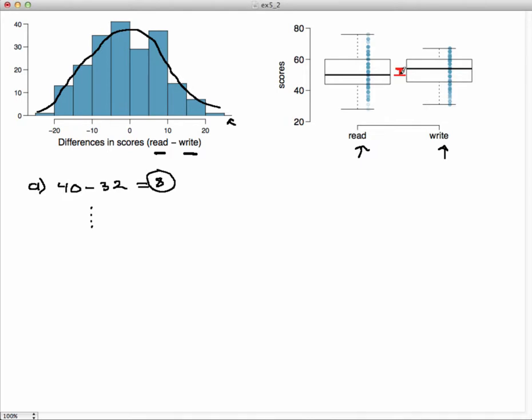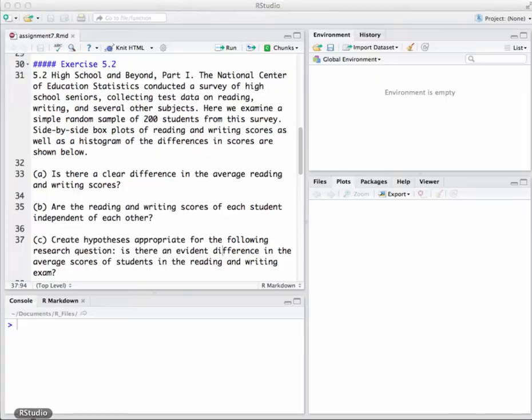And so that distance there is relatively small. So the difference between the reading and the writing scores does not appear to be significantly different. And if you take a look over here in the histogram, that's borne out by the fact that it seems to be centered around 0, and overall the average difference between reading and writing appears to be approximately 0. Okay, so let's go back over to RStudio for a moment here.